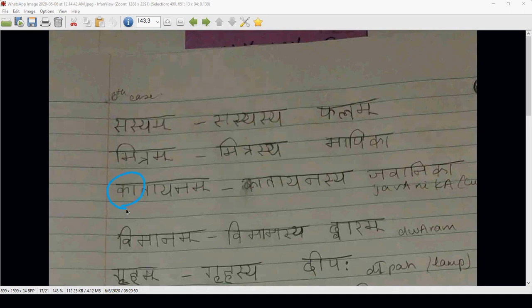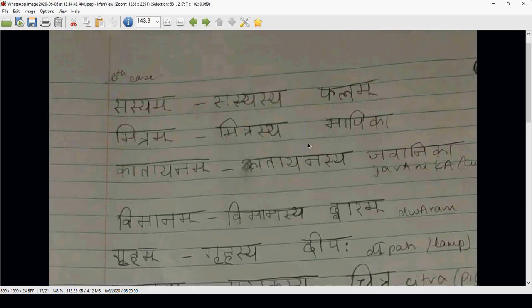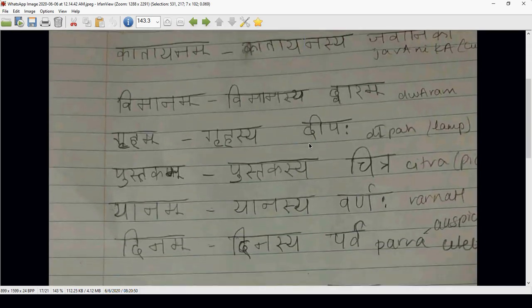Vatayanam. Is that ka? I'm not sure what that word is. Vatayanasya. That's window. Vatayanam is window. Katayanam is not window. This is ka, this should be va. Okay, Vatayanam window, correct. So it'll be Vatayanasya. Javanikam, Javanika is the curtain of the window. Yes. Is that okay? Okay.